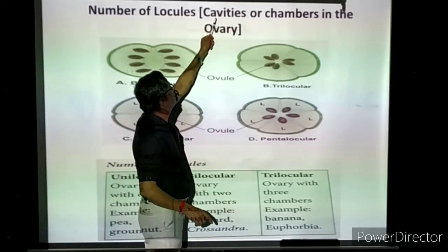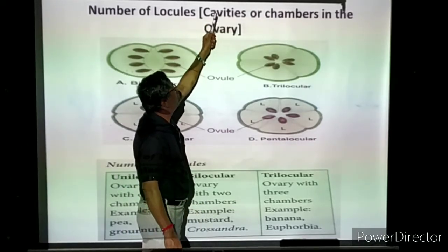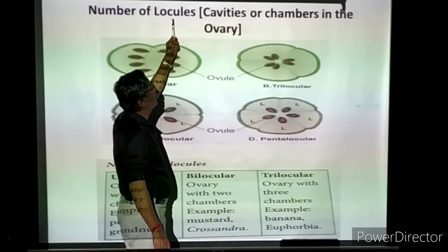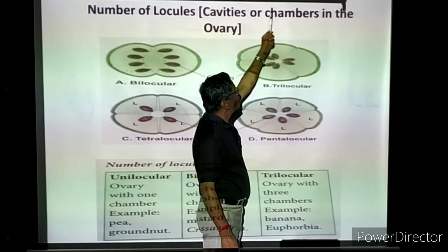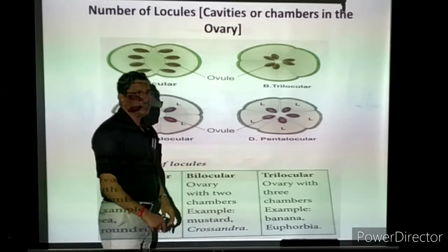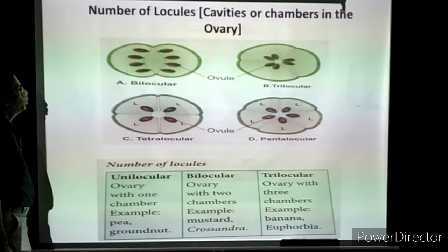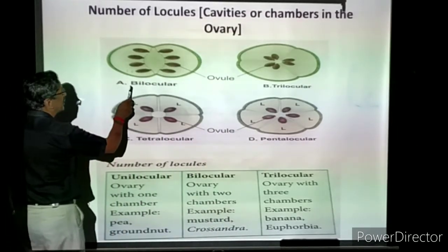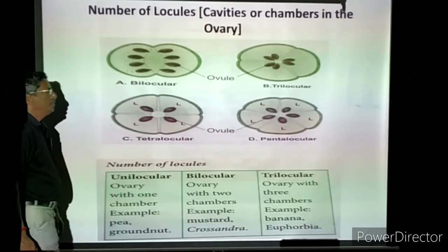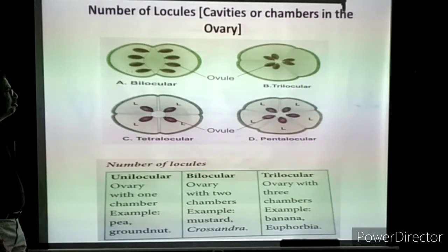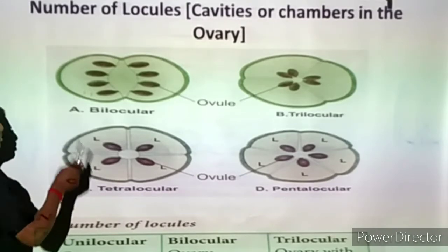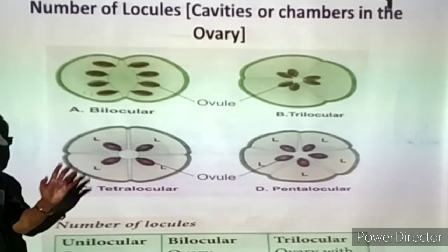In the same way, the cavity present within one carpel is called a locule. The space, the cavity, is also called a chamber. The chambers in the ovary. Now we will take the bilocular ovary. What is the meaning of bilocular? Two carpels are there, so two cavities will be present.